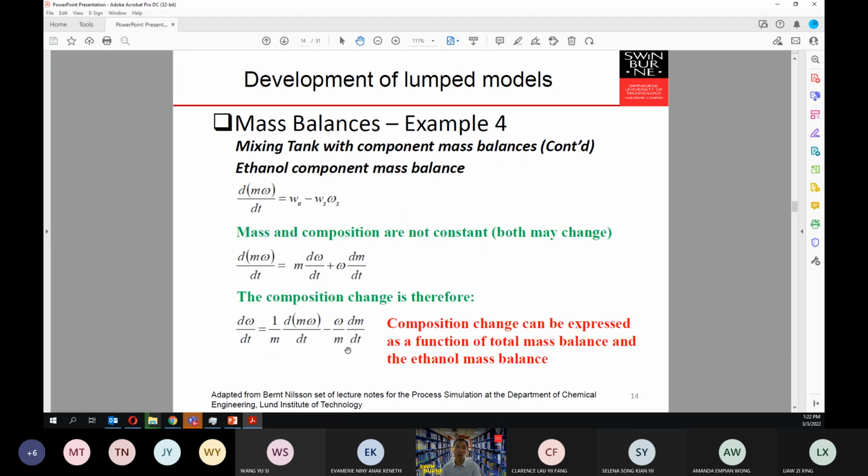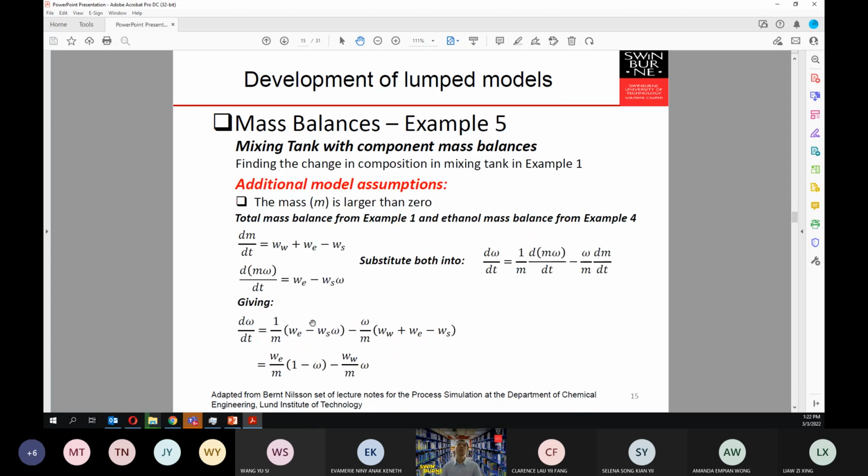Now that we have these things already, we don't know what these terms are in here. So we want to simplify, to get the final explicit function of this composition change. So what are we going to do next? We make another assumption: the mass M is larger than 0, because of course, for a physical system to exist, the mass has to be larger than 0, right?